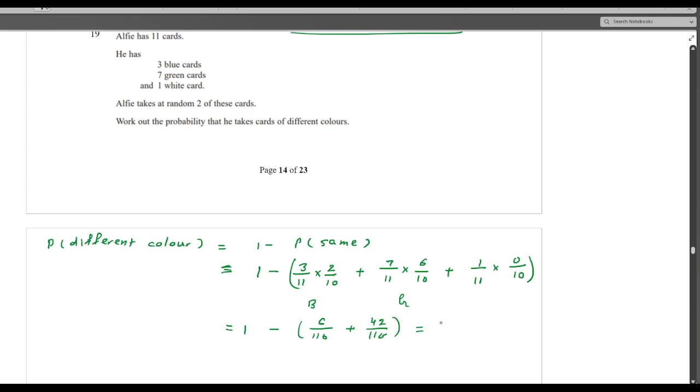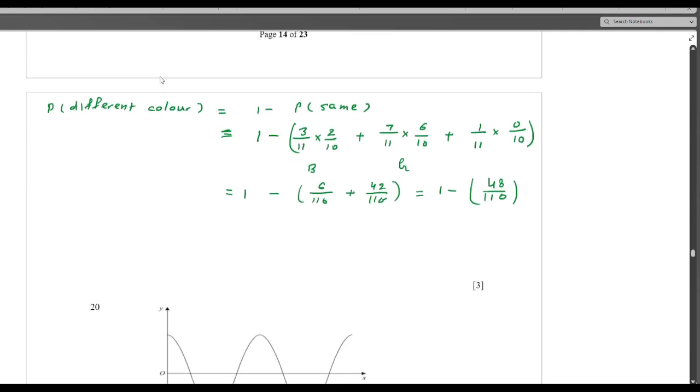Okay, so this will give me 1 minus. Now 42 plus 6 is 48. So it is 48 divided by 110, not 100, 110. So 1 minus 48 divided by 110. If you want, you can simplify this part first, or let us first calculate 1 minus 48. So this is your 110 minus 48 divided by 110. So 10 minus 8 is 2, and here 10 minus 4 is 6, 62 upon 110.